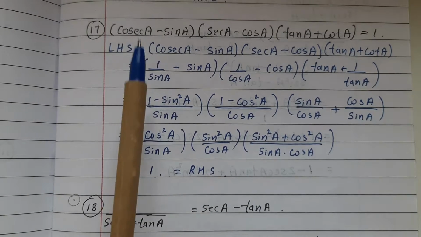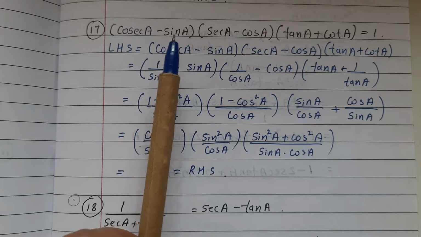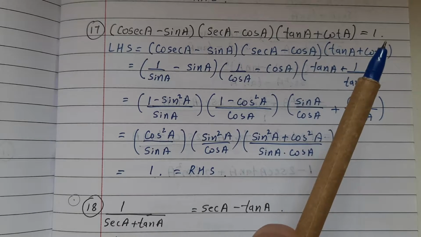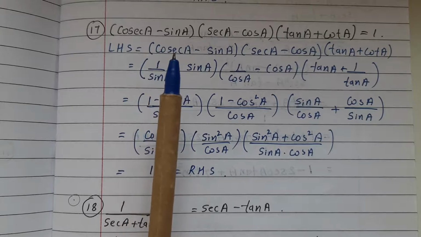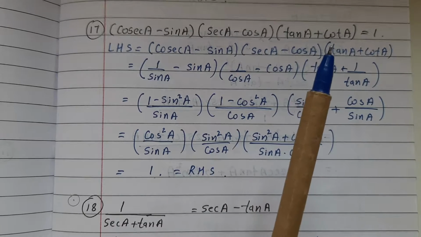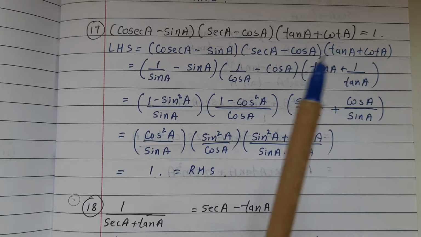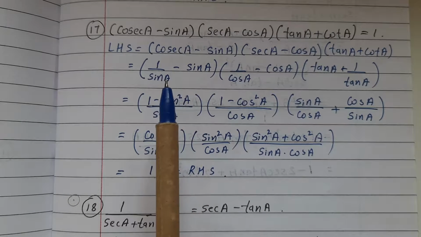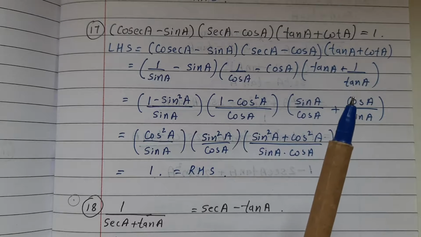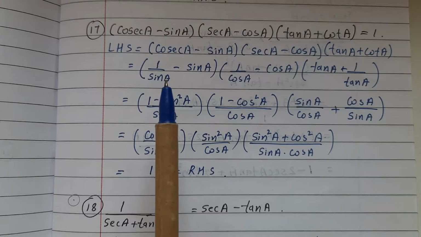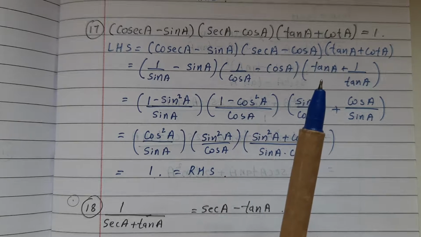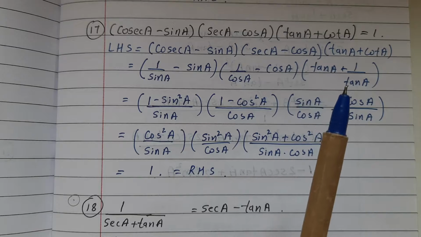Sum number 17: (cosec A minus sin A)(sec A minus cos A)(tan A plus cot A) equal to 1. Left hand side is equal to (cosec A minus sin A)(sec A minus cos A)(tan A plus cot A). Cosec A is 1 upon sin A. Sec A is 1 upon cos A. Cot A is 1 upon tan A. So we will write there (1 upon sin A minus sin A)(1 upon cos A minus cos A)(tan A plus 1 upon tan A).